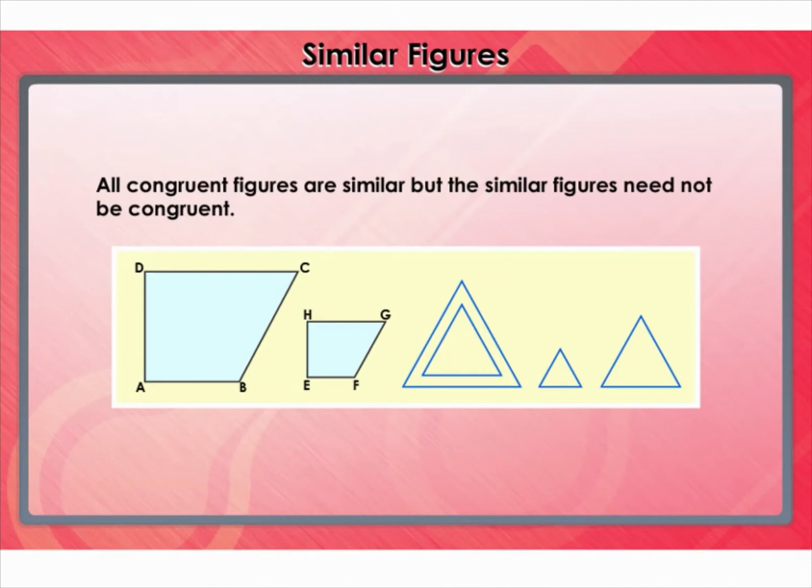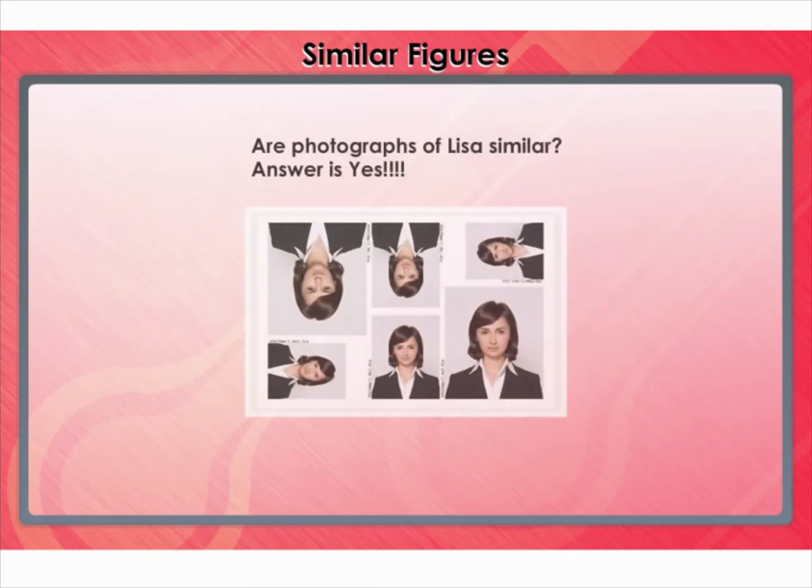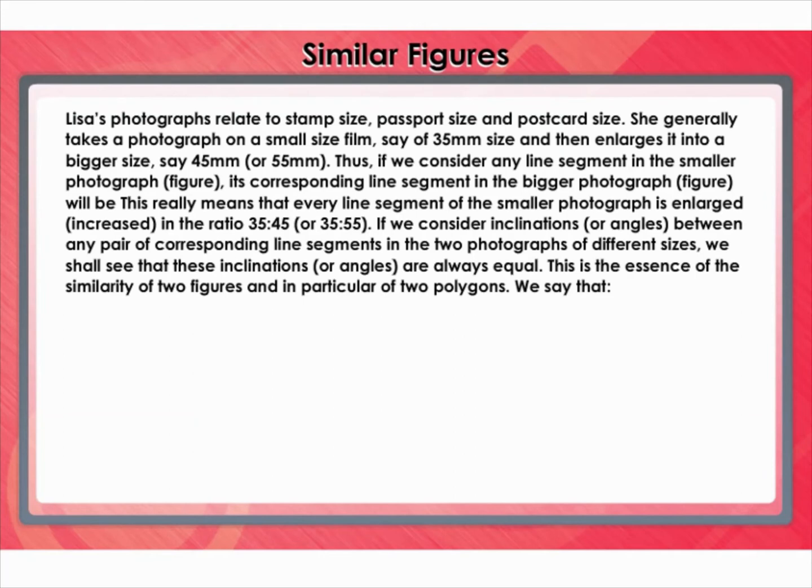Let's perform a small activity. Here you can view photographs of different sizes of Lisa. Would you say that the three photographs are similar? Lisa's photographs relate to stamp size, passport size, and postcard size. She generally takes a photograph on a small size film, say of 35 mm size, and then enlarges it into a bigger size, say 45 mm or 55 mm.